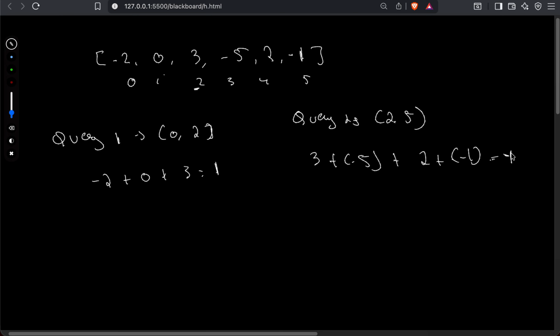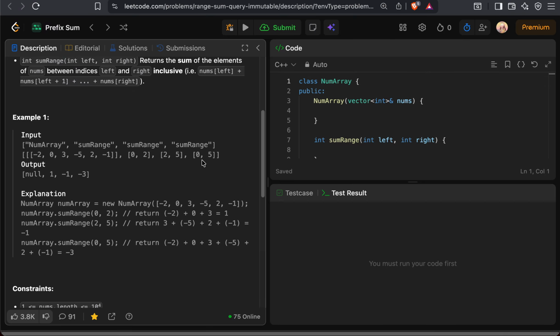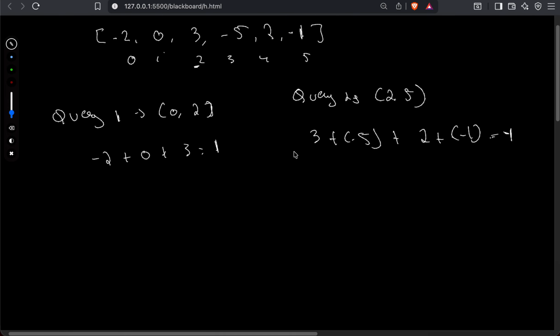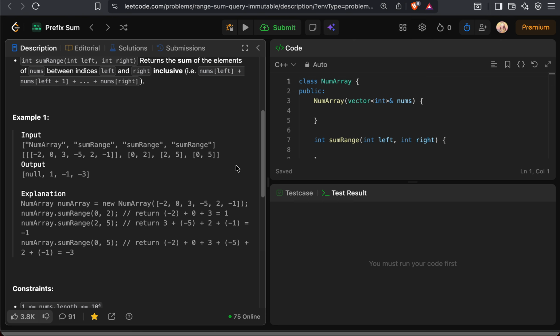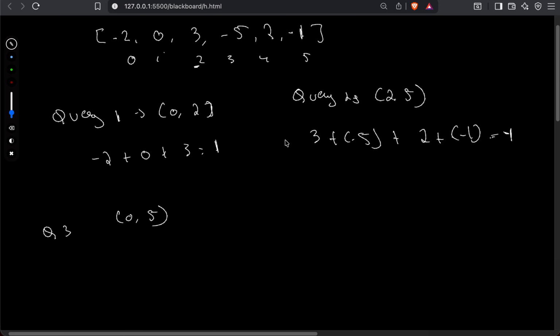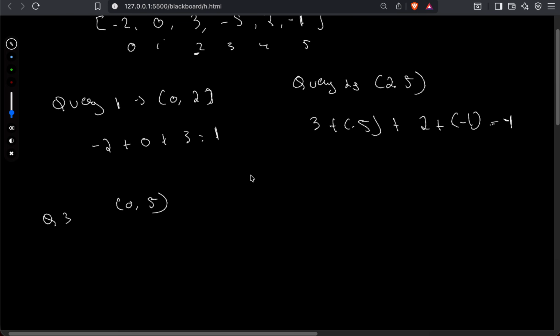The next query is sum range 0, 5, index 0 to index 5. It is -2 plus 0 plus 3 plus -5 plus 2 plus -1. So the sum of all these is -3. So this is the whole problem.